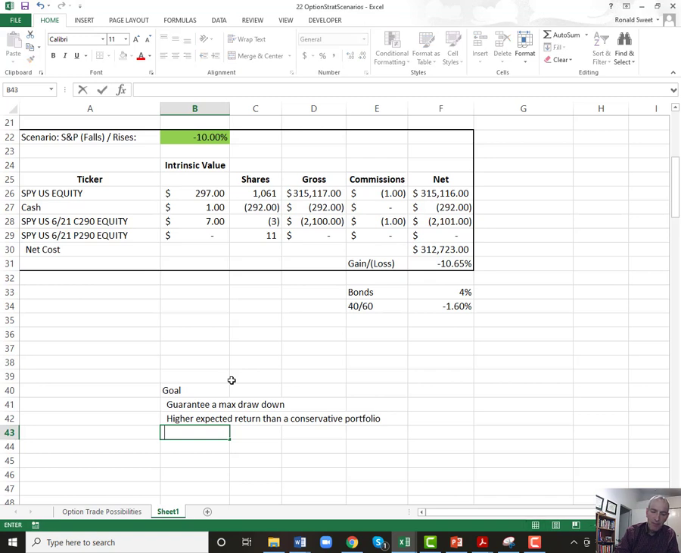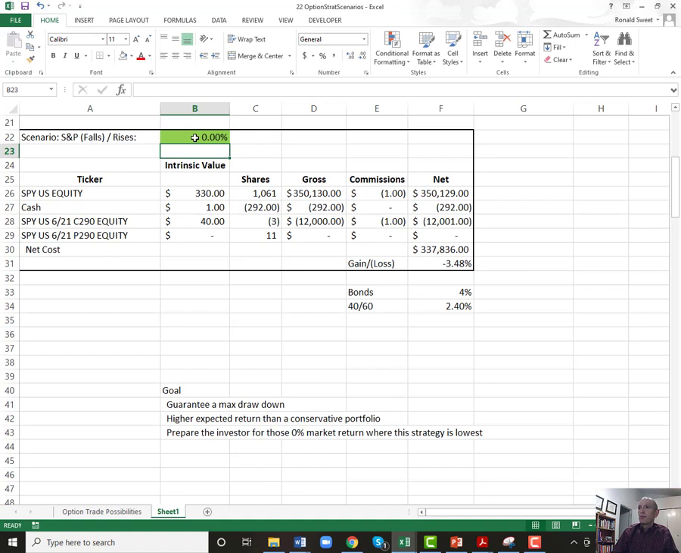I need, and this is the part I haven't gotten yet, I want to somehow prepare the investor for those 0% market returns where this hedge strategy is the lowest. That's what I'll worry about. When the market is 0, bonds are up 4, so your portfolio would have been 2.4%, and instead you're down 3.5%. How do I prepare my client for that? And can I eliminate that?